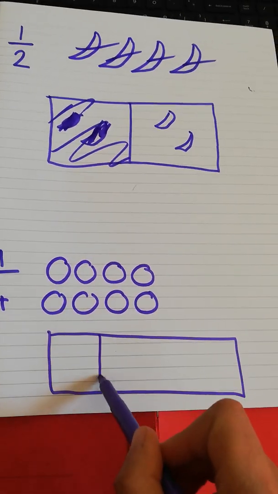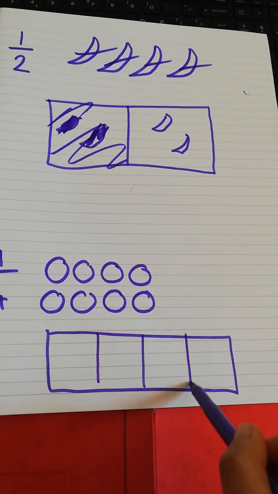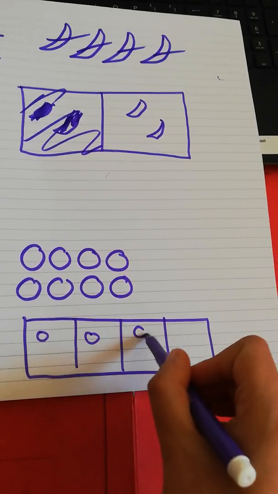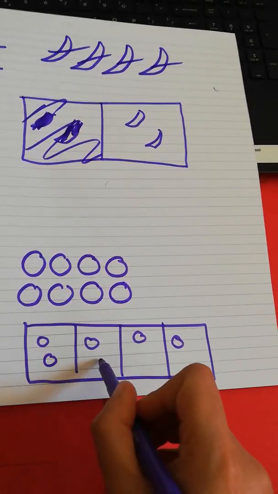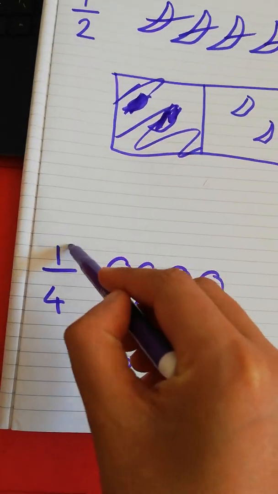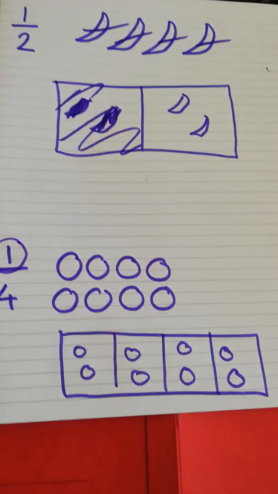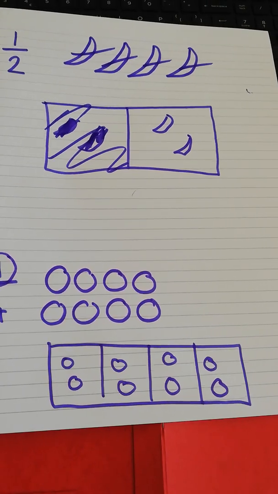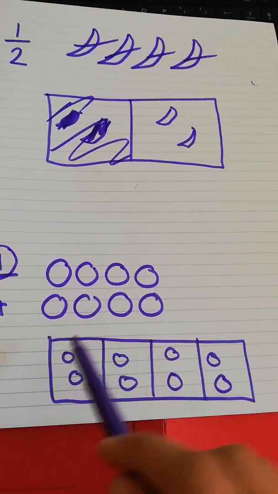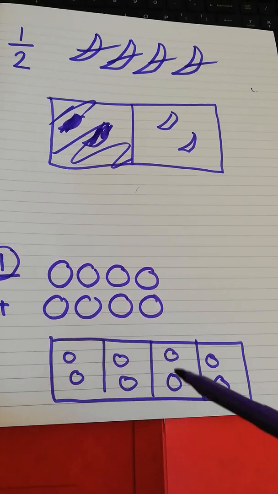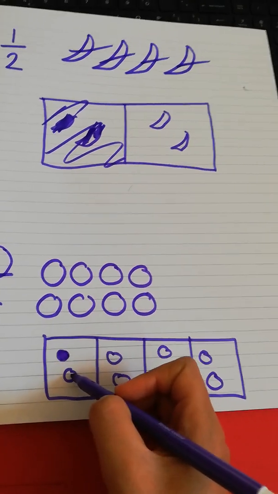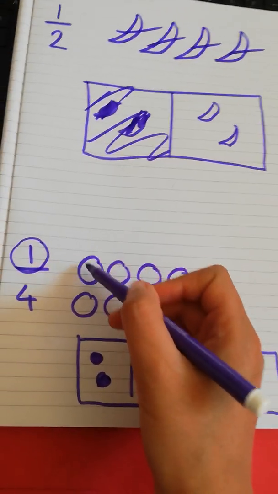So now we share these out. So there's 1, 2, 3, 4, 5, 6, 7, 8. I only need to find out 1 part because it's just a quarter that I need to colour in. So that would be 1 of the 4 that I need to colour in. 1 box of the 4. So how many are in 1 box? Well, there's 2. So I have to colour in 2 of the apples.